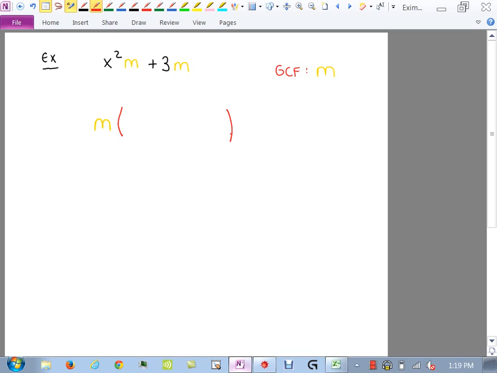and inside, how many terms will I have? I should have 2, right? Should go here and here. So how do you turn m into x squared m? What's missing here that we have up here? X squared is the only thing we need, right? And then on the other one, I already have the m, so the only thing that's missing is the what? The plus 3.